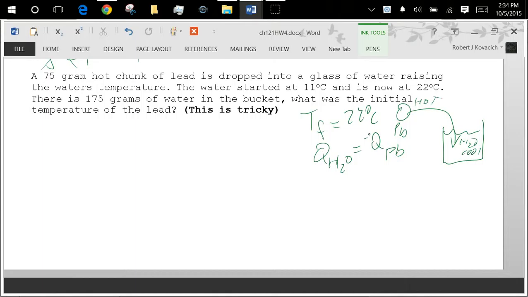Okay, so if I'm looking for the lead's initial temperature, what I need to know is, because I have the lead's mass, I have the lead's final temperature, I have the lead specific heat if I look it up, and what I need to know is how much energy the lead lost. Okay.